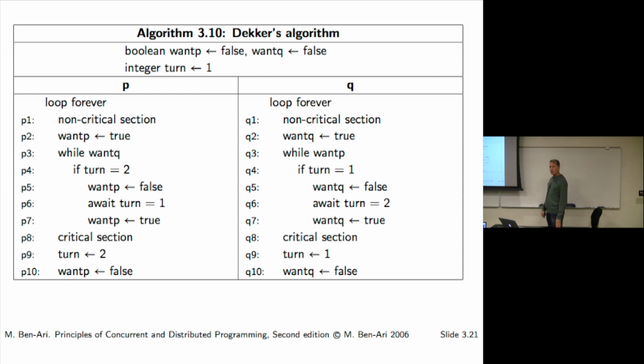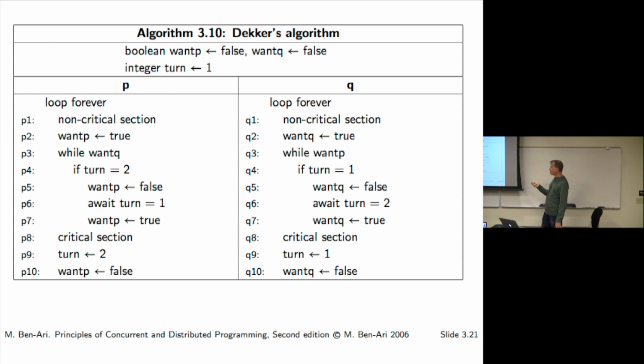The first one is wantP, and the second one is wantQ. Why do we call it wantP? Because P wants to get into its critical section. That's the purpose. And if wantQ is true, then Q wants to get into its critical section. So P sets wantP and Q sets wantQ, but P tests wantQ and Q tests wantP. Do you see how that interaction happens?